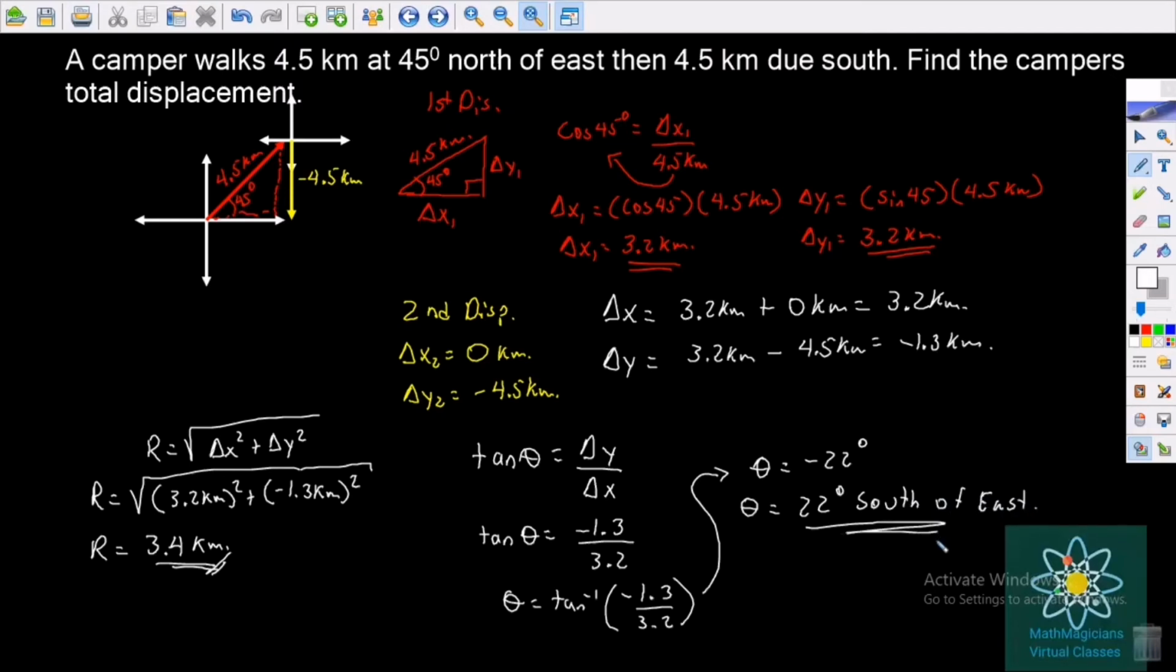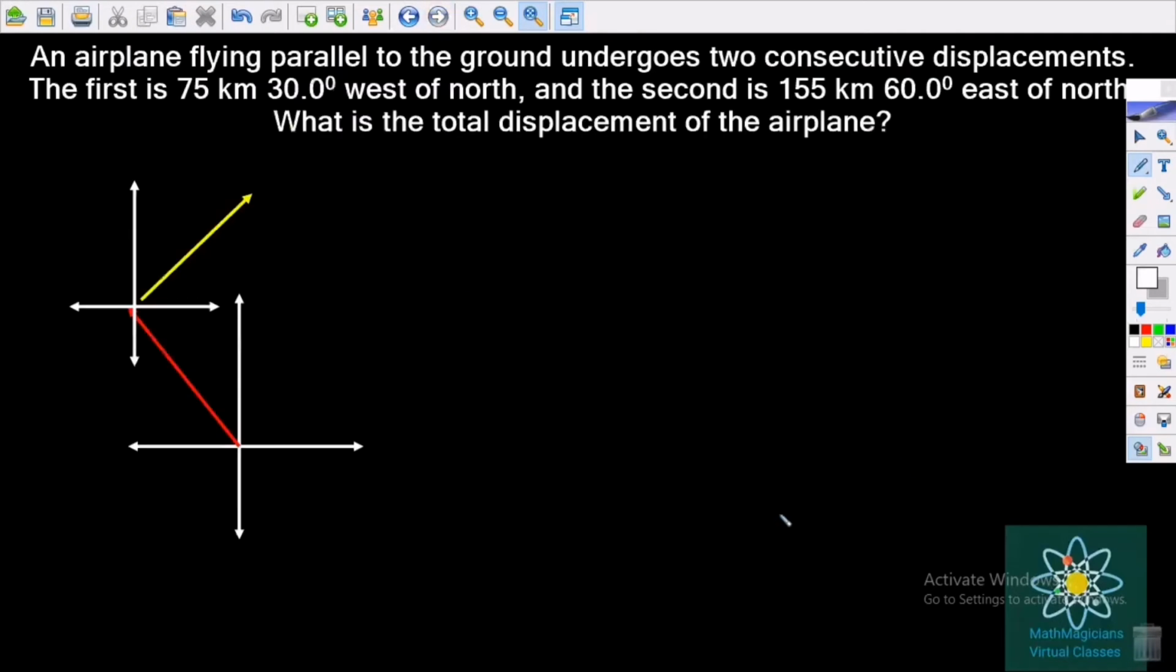And that is your direction. Let's continue with the next type of exercise. Also, the drawing is made there so that we save time. It says, an airplane flying parallel to the ground undergoes two consecutive displacements. The first one is 75 kilometers, 30 degrees west of north.